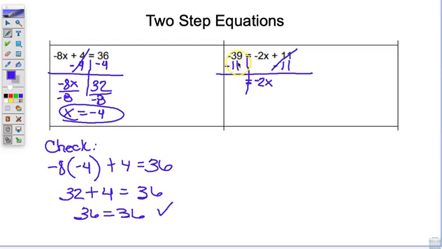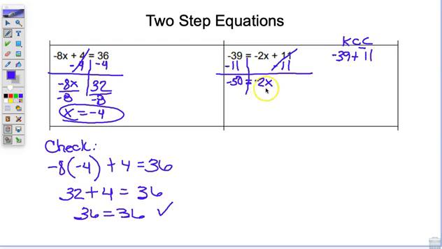And now this one is a little tricky. So if you want to write it out horizontally, negative 39 take away 11. You can see it's a subtraction problem. So if you want to apply KCC to this, you absolutely can. Keep, change, change. Now you can see negative 39 plus negative 11 is going to be equal to negative 50.